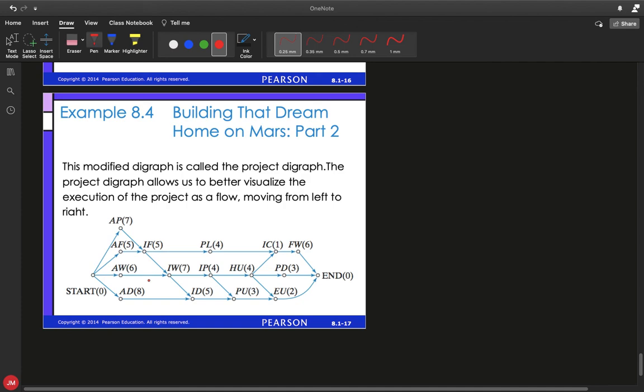So now we kind of have the basics of what we're going to need to begin solving that problem from 8.1, this problem of building the dream home on Mars. We now know the basics of how a digraph works, what the different vocab terms are that we're going to be using as we start to look at those algorithms, which will hopefully help us with solving this problem later on in this unit.